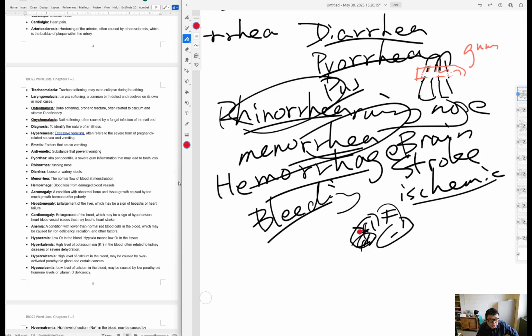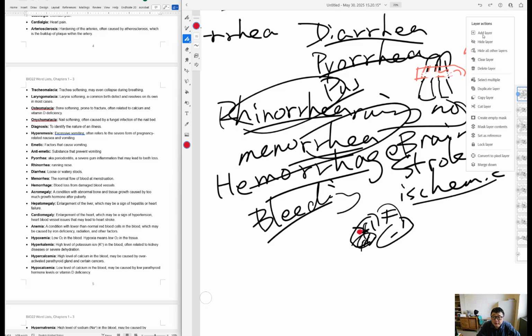However, for hemorrhagic stroke, if people survive the first 28 hours, there's a much higher chance that they will just recover, unlike ischemic stroke. Ischemic stroke is blocked forever. So let's see what else. That's it for that one.